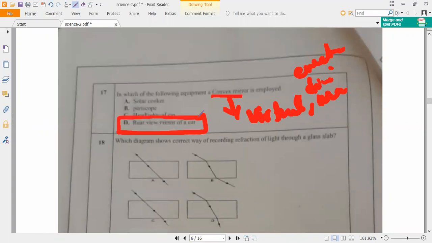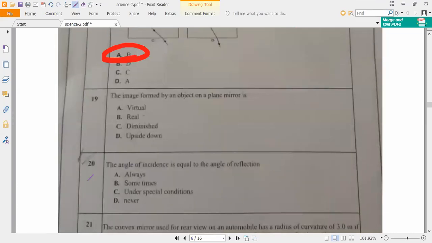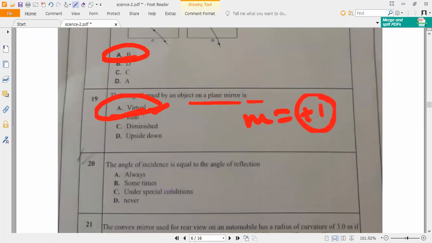Next. Which diagram shows the correct way regarding refraction of light through a glass slab? B. Others? Speak out. Next. The image formed of an object by a plane mirror is always virtual, and magnification is what? Always +1. Understand? You remember that.